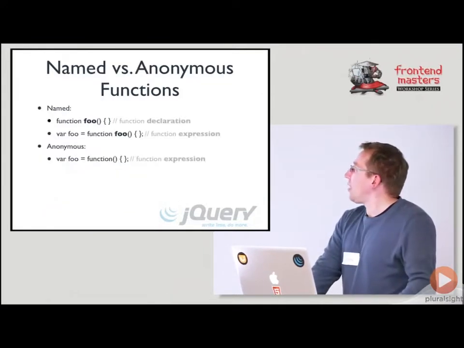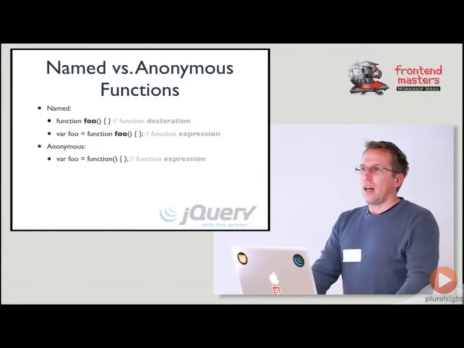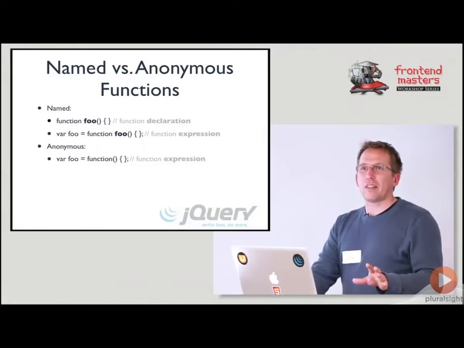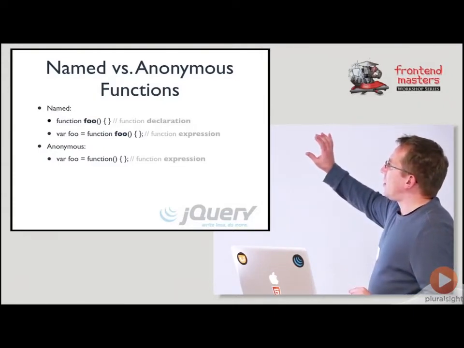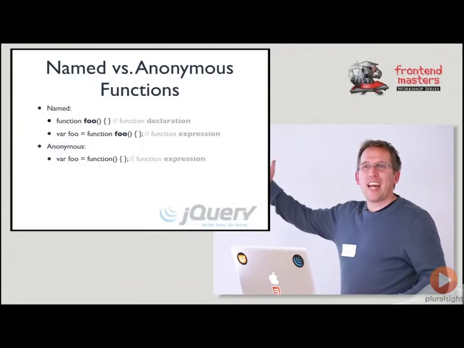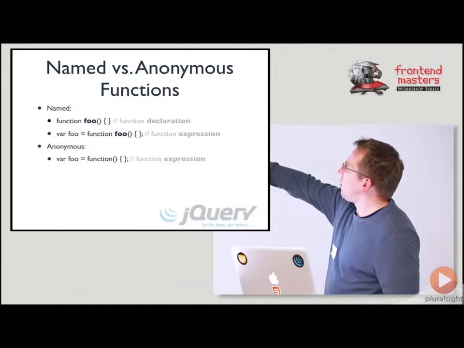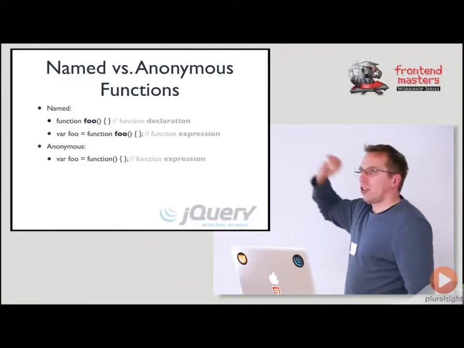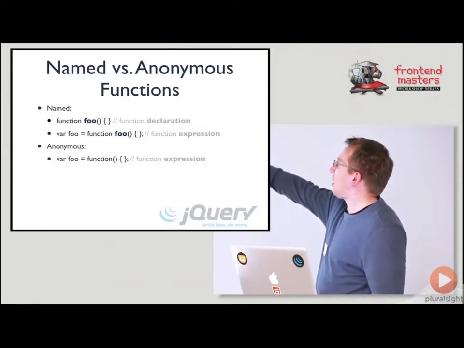OK, so here we're getting into jQuery land, I think, because if you look at examples on the web of jQuery scripts, you'll see a lot of what we call anonymous functions. OK, and anonymous functions are functions that have no name, right? So check this out. The first function there, function foo, is a function declaration. We're just starting with the keyword, right? The second one is a function expression.